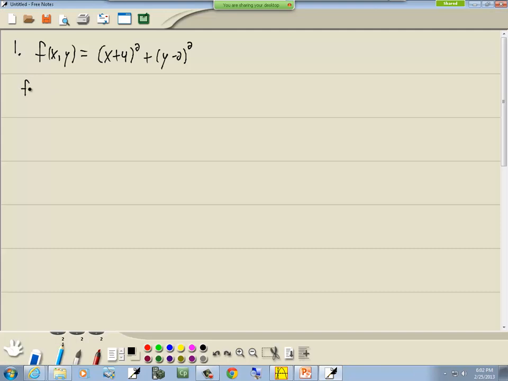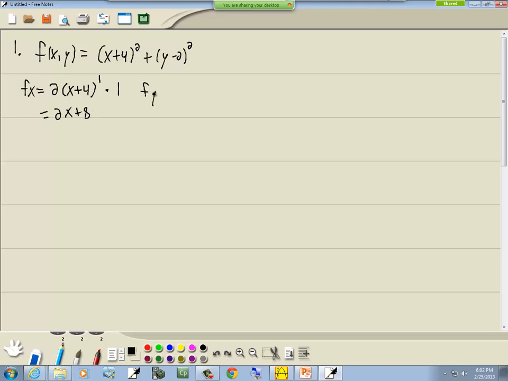So the partial with respect to x: the y will be considered a constant, so this part is going to drop away. I'll take the power, put it out in front, what's inside the parentheses remains as is, lower the power by 1, and then multiply times the derivative of what's inside the parentheses, which is just 1. So this gives us 2x plus 8.